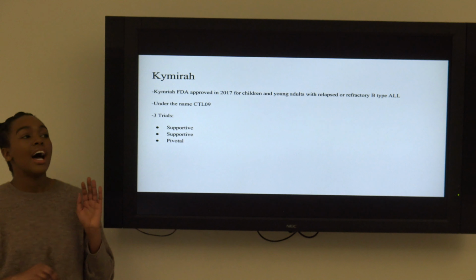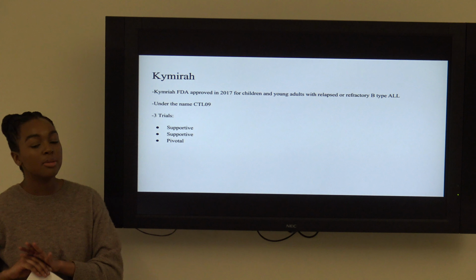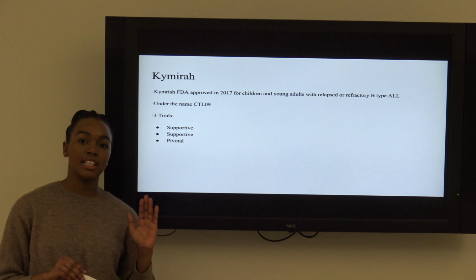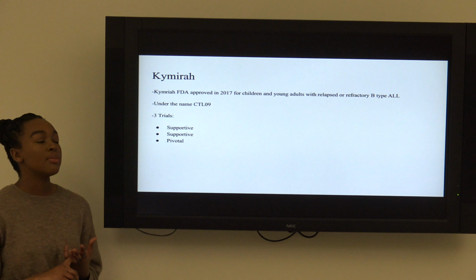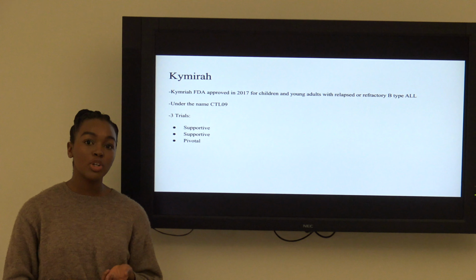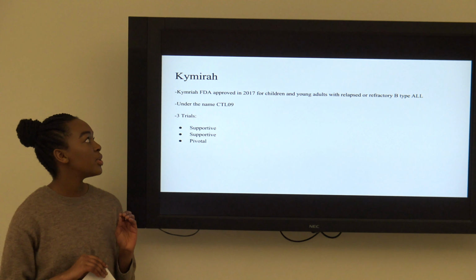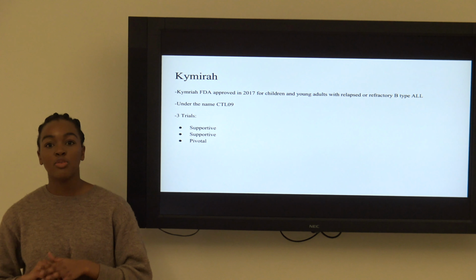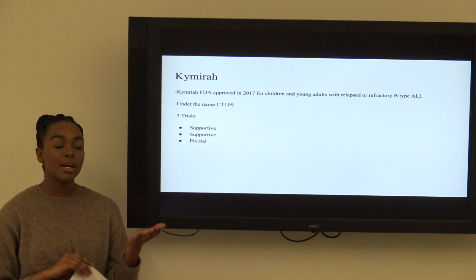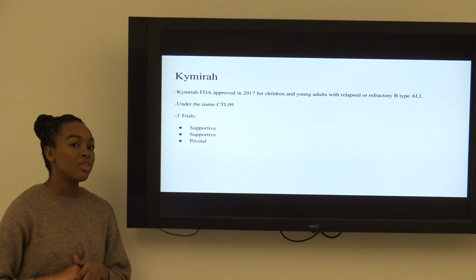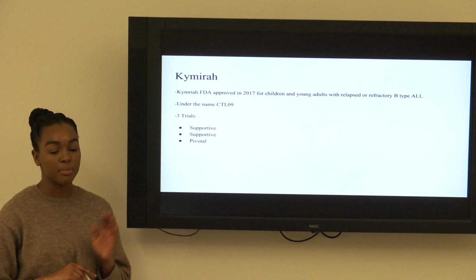After around 2014, Stephen Group and his associates at the University of Philadelphia did 3 studies that led to the FDA approval of Chimera, which is huge. Chimera was FDA approved in 2017 for children with relapsed and refractory B-type ALL. Relapse just means the cancer came back, and refractory just means other treatments such as chemotherapy and radiation did not work for the patient.